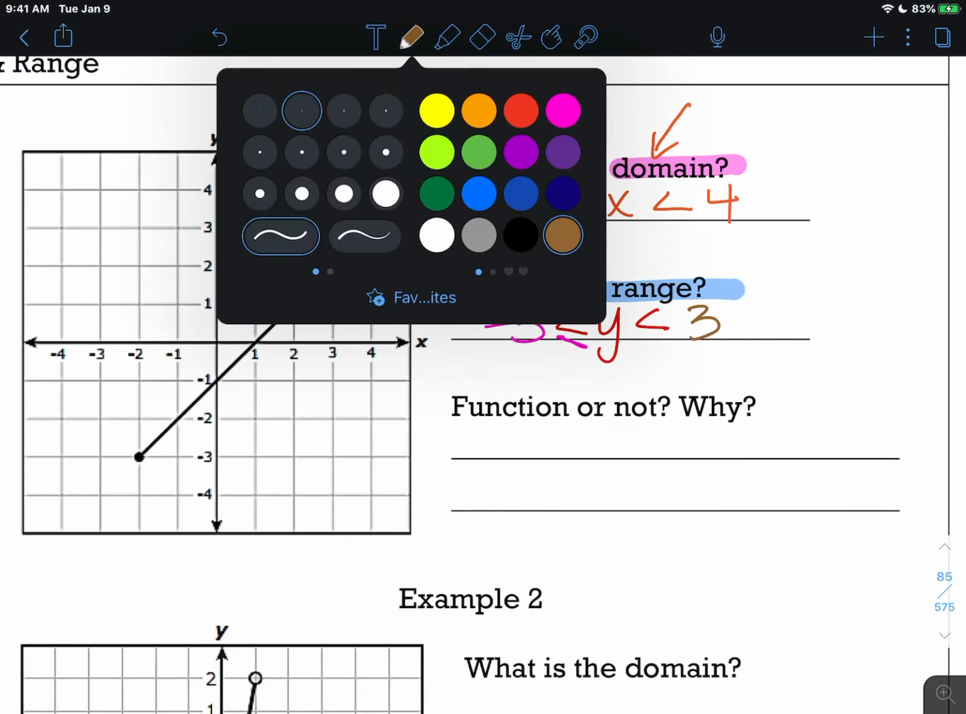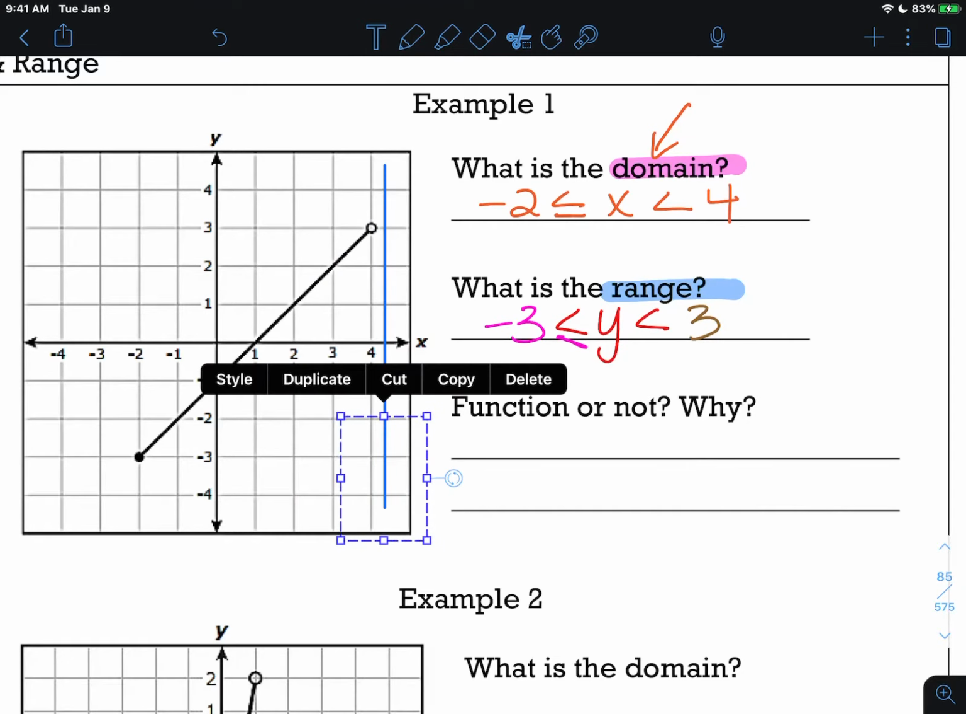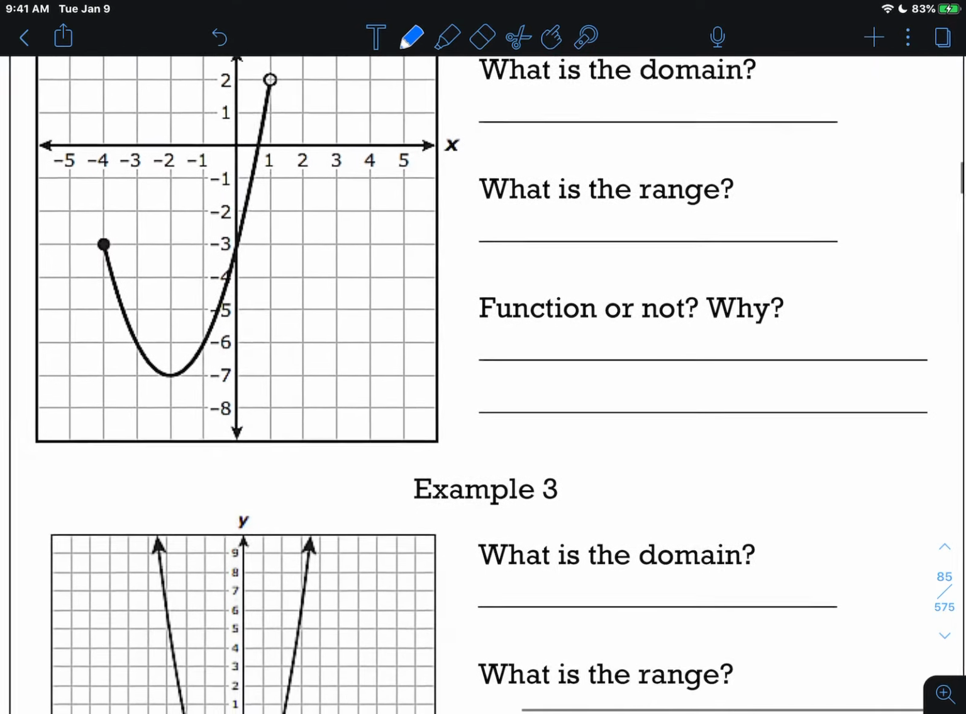Okay, so let's go ahead and determine if this is a function or not. Let me draw my pencil here so we can do our vertical line test. I'm going to run it across. I'm looking to see if it touches twice. And it did not. So this is a function because it passes my vertical line test. Okay, got that.